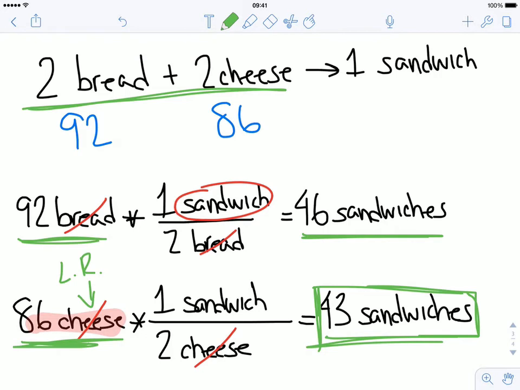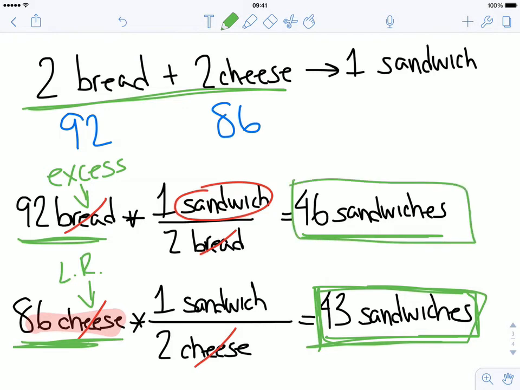Now, that would mean that bread is in excess, meaning that we have more than enough bread to make 43 sandwiches, but we don't have enough cheese to make 46. So the maximum amount of sandwiches we can make is 43, because we only have enough cheese to make 43 sandwiches. That makes cheese the limiting reactant and bread the excess reactant.